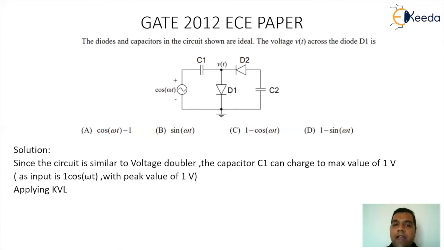Now we have the input function as cos omega t. The capacitor is charged to a value of 1 volt, and we are supposed to find the node voltage VT. So we can go for a small KVL equation which will give you cos of omega t minus Vc1 minus Vt equal to 0. You will get Vt as cos of omega t minus 1. So the correct answer for this solution is cos of omega t minus 1. Next question.